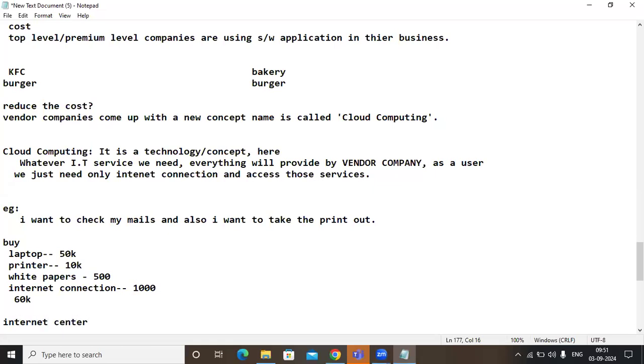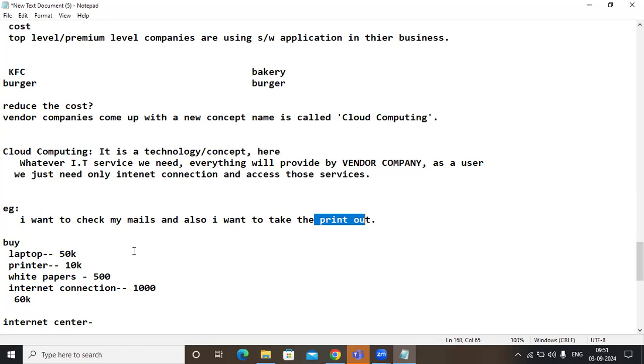There I can check my mails and also I can take the printout, right? Correct or not? Tell me, in the internet center, can you check your mails? Can we take the printout?